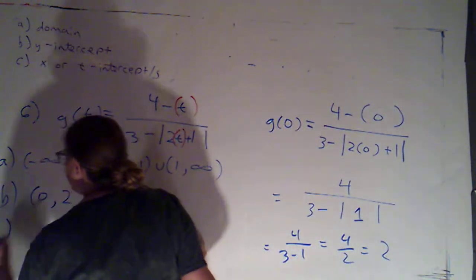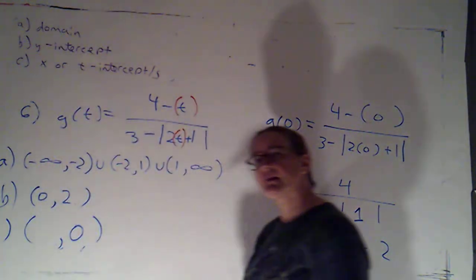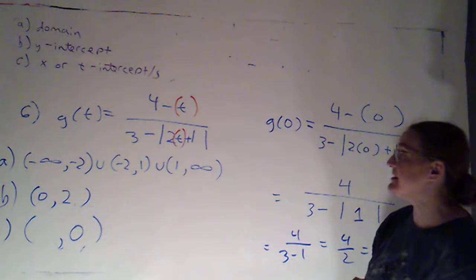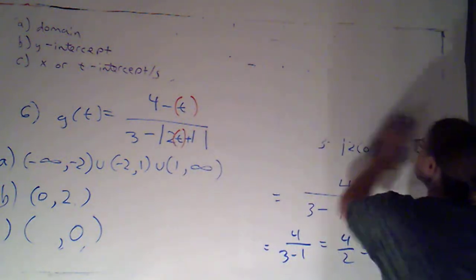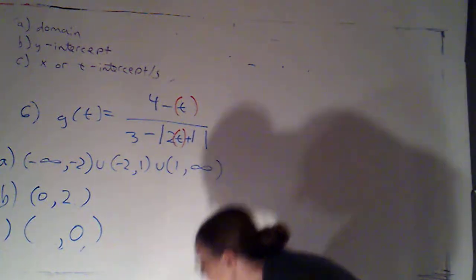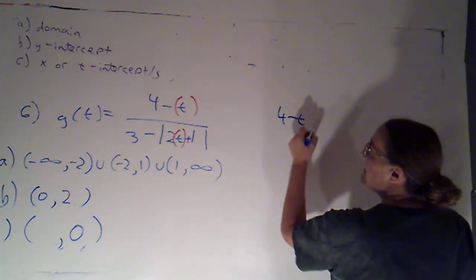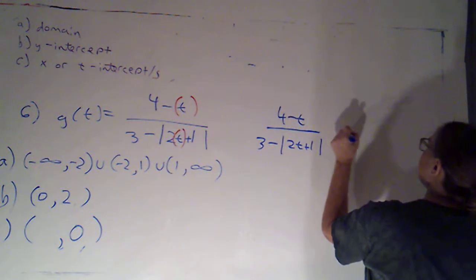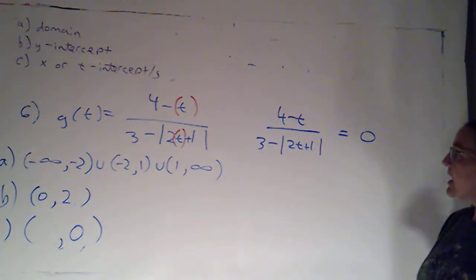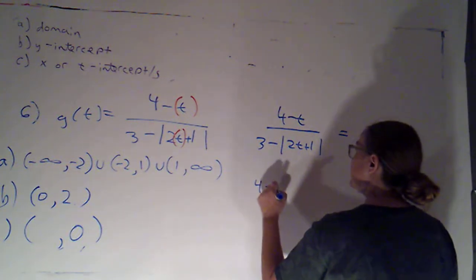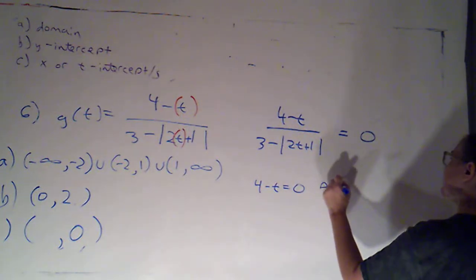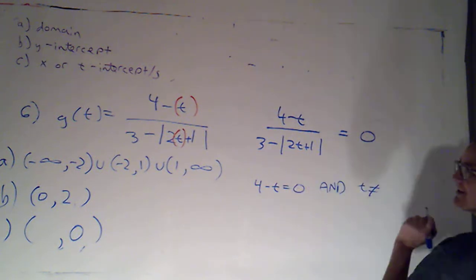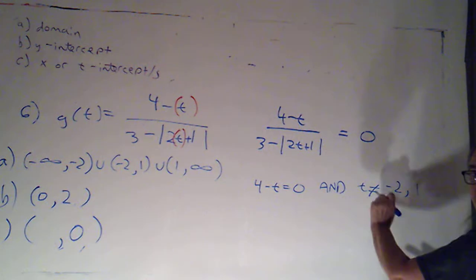So in part C, I'm finding the T-intercept. That's going to be the point, or points, on the t-axis, so that my y value is 0. So we'll say 4 minus t over 3 minus the absolute value of 2t plus 1 has to equal 0. Remember, what that means is that the top is 0 and the bottom isn't. But I know the bottom will not be 0 as long as t is not one of these two numbers that we just ruled out, -2 or 1.